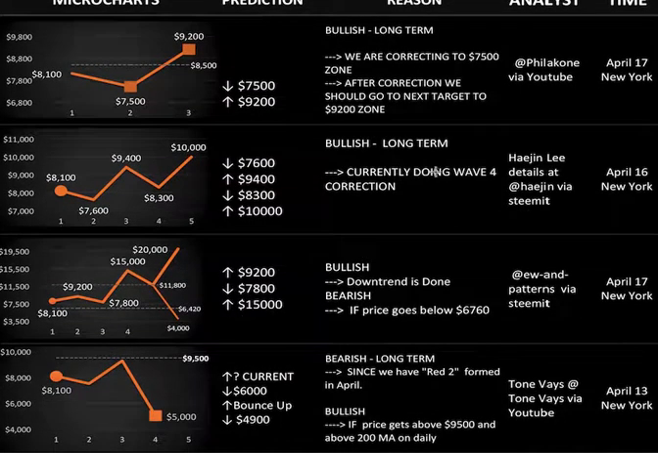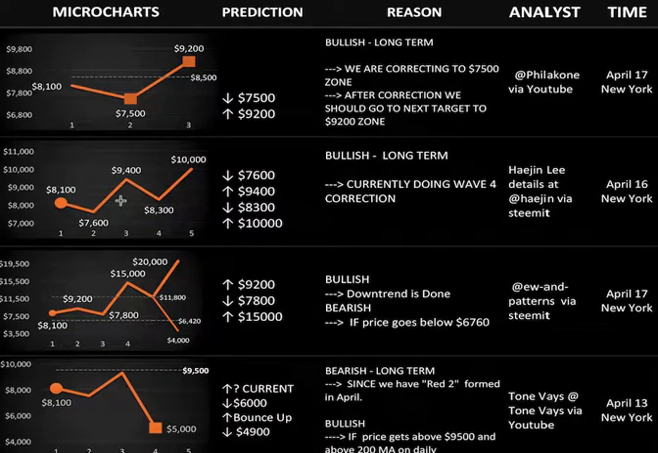So our next analyst is also an Elliot Wave technician, Heijin, and he sees us also likely retracing down to the 7600 area, then finishing the next wave at 9400, moving down for a retracement 8300, then moving back up in the market.